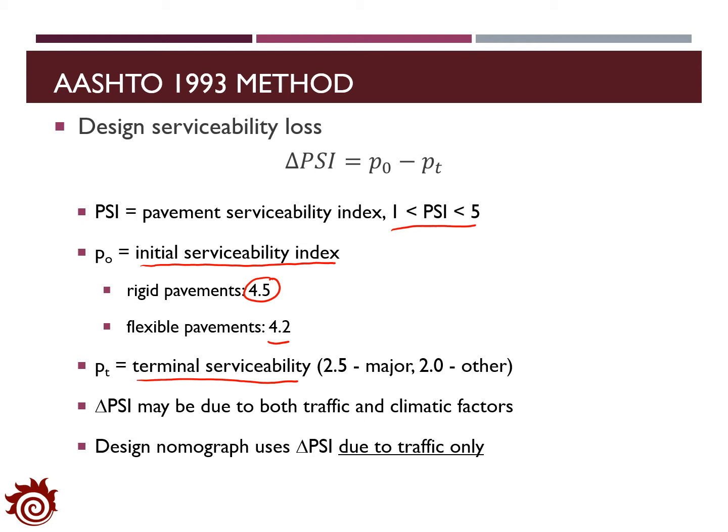The terminal serviceability index for the flexible and rigid pavements are the same, but they are different for the road types. For the major roads, the value of PT is set as 2.5. For the other types of road, it's set as 2.0. Usually, the serviceability loss is determined by the traffic loading and the climate information, while in the acetal method, we will usually only consider the traffic loading impact.